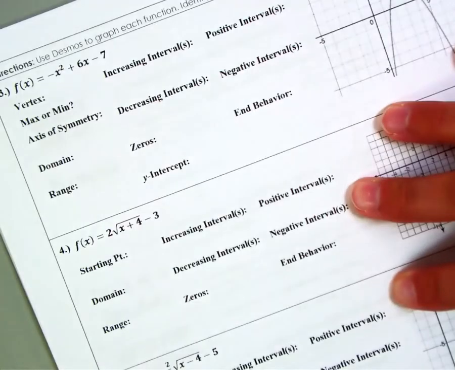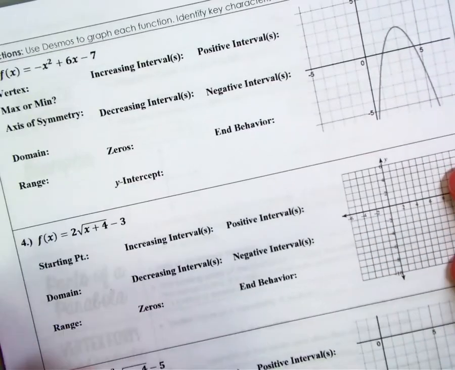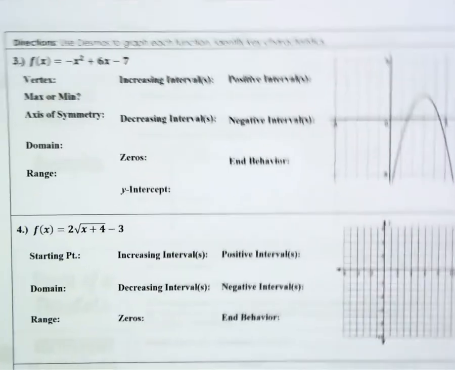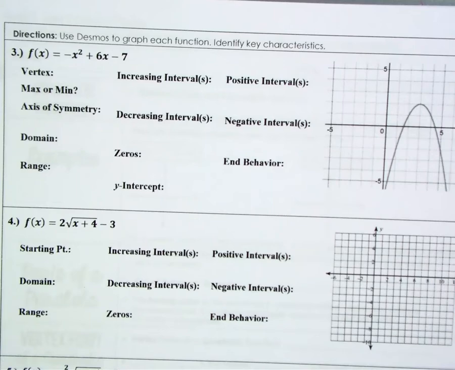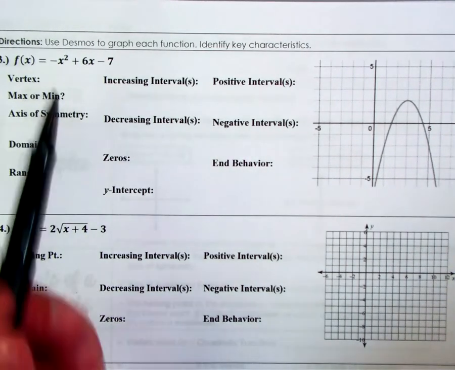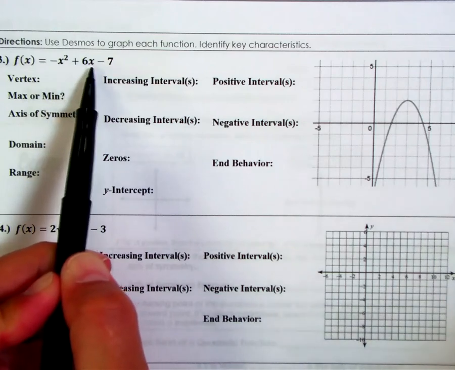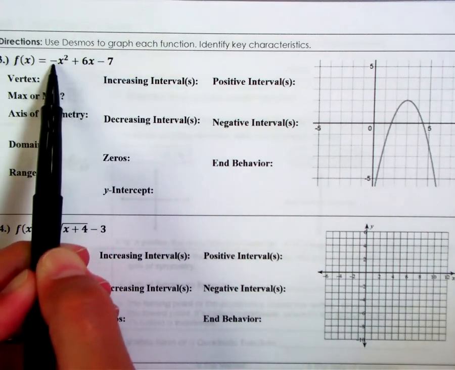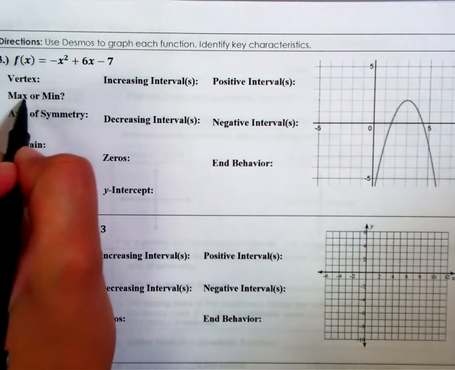So let's look at a couple more examples. We got 4 more. We're going to look at different parent functions as well. So we're going to look at another parabola. So this one, -x² + 6x - 7, we know that negative in front produces a maximum.